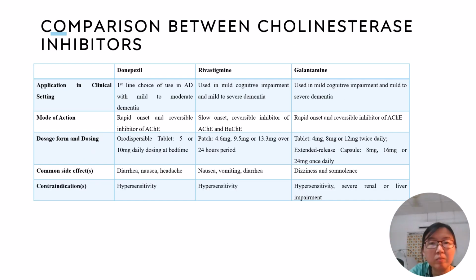The three available cholinesterase inhibitors on the market are donepezil, rivastigmine, and galantamine. This table shows the differences and compares the three drugs.